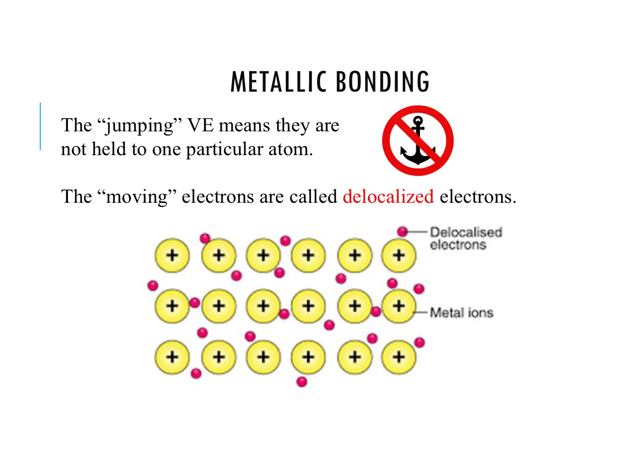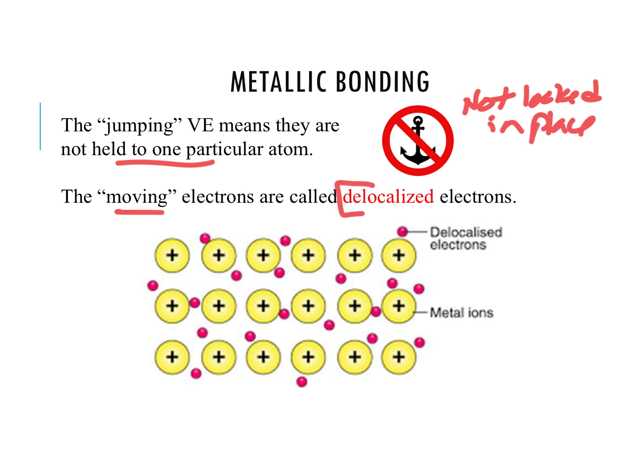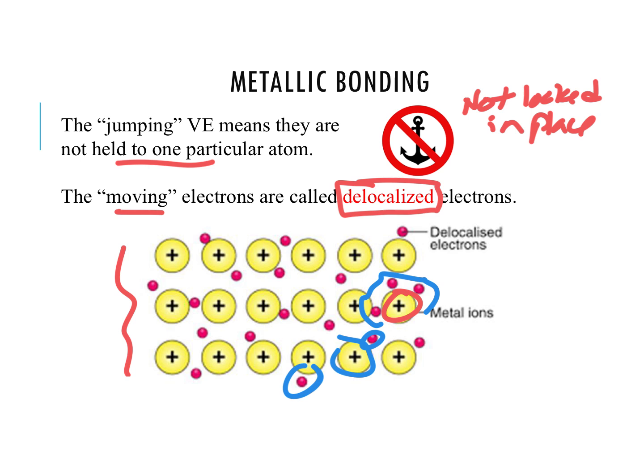The jumping valence electrons are not held to one particular atom, so they're not locked in place, or we would say they're not anchored in any one place. The moving electrons are called delocalized electrons. Make sure you know that term. And again, we have another image here. You can see these metal cations, and notice we don't have nice, neat electrons around them. Around some of them we see a lot more electrons, and some we might only see one, or it almost seems like there's almost nothing there.